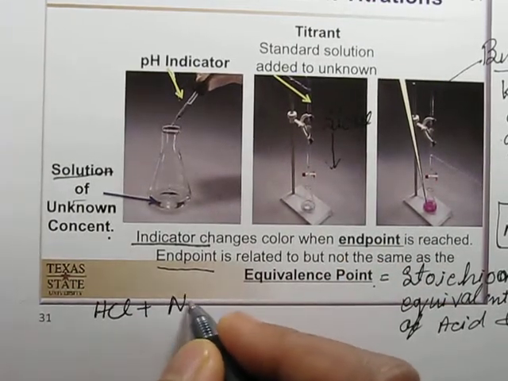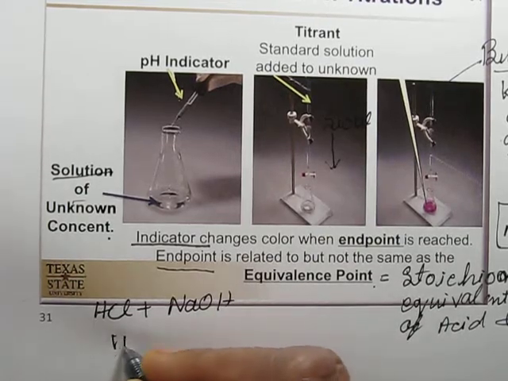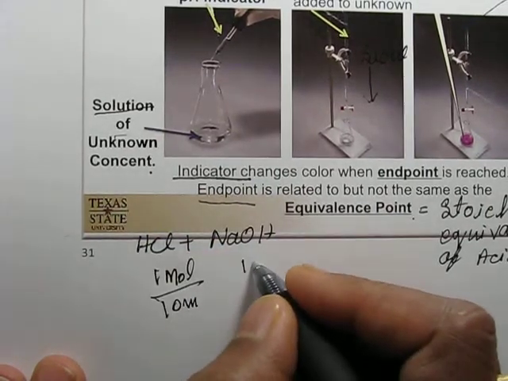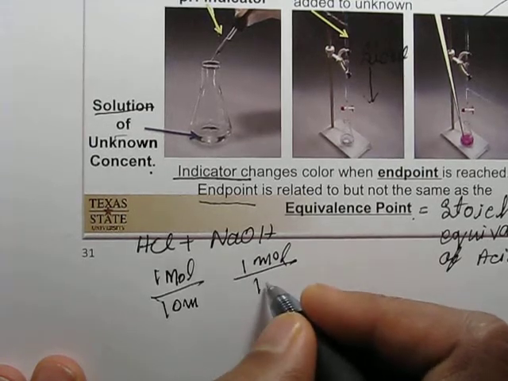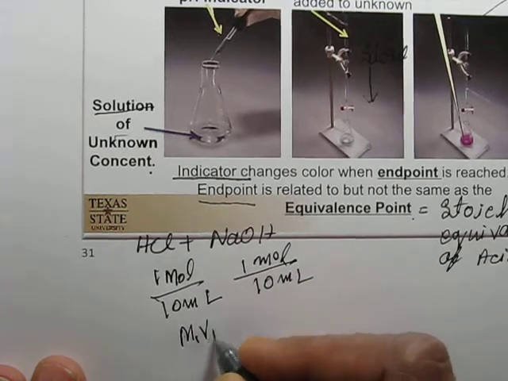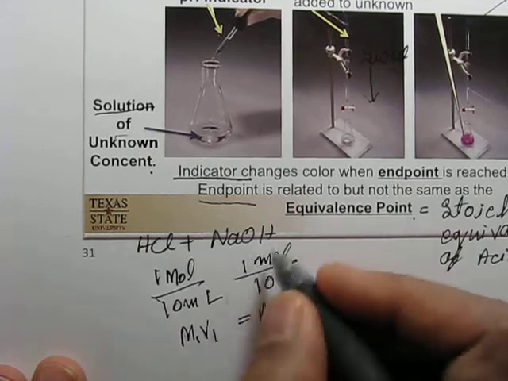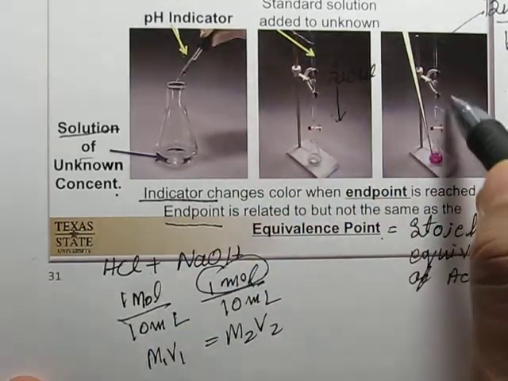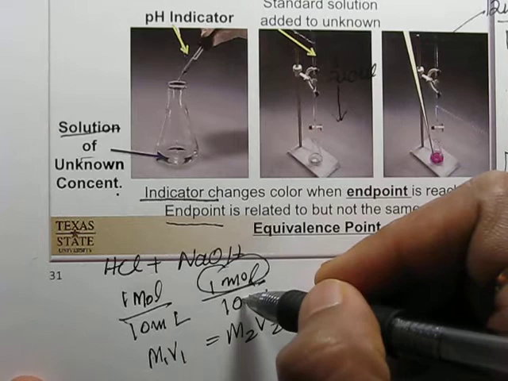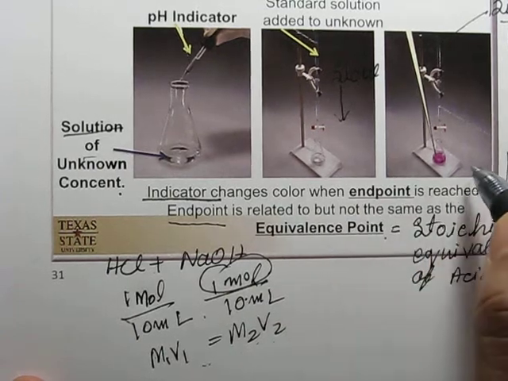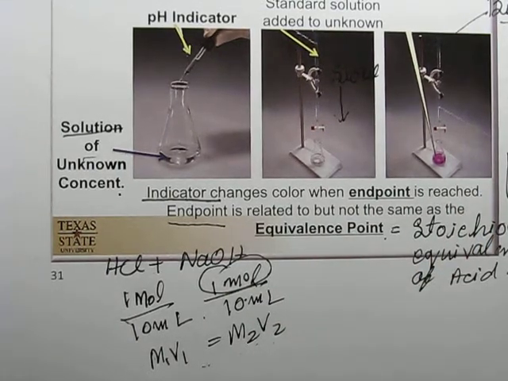and here is one example for HCl plus NaOH. If we have 1 mole in 10 ml, we need 1 mole in 10 ml of base to neutralize each other. We can use M1V1 equal to M2V2, and if we do not know the concentration of NaOH, we will fill the burette with the acid and drop it slowly into the NaOH. Once M1V1 is equal to M2V2, the color will persist. So this is the example and the theory about the titration.